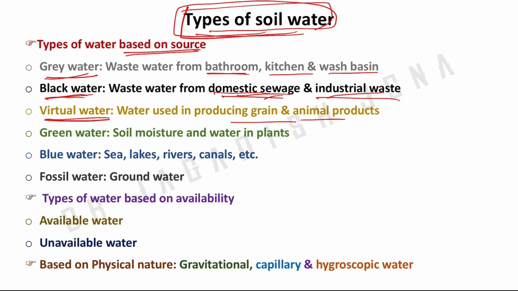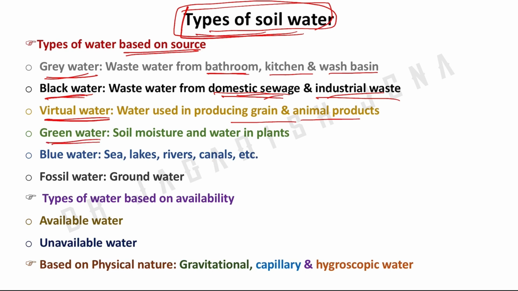Then virtual water, what is it? Water used in producing grain and animal produce. Suppose we are wearing different types of clothes, or we are holding mobile phones. To manufacture this mobile phone, how much quantity of water is needed? That is called virtual water. That means it is virtually present inside the product we are using.